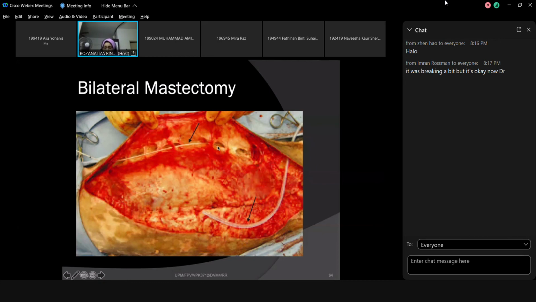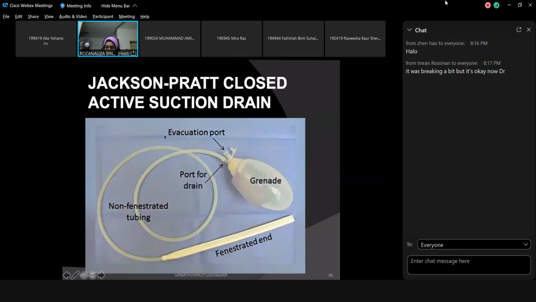However, overseas, we have this very nice active drainage, but in UPM, in UVH, we DIY, self-made. So when you come into the main OT during your rotation, we're going to show you how we DIY our own active drainage. But this is very fancy, actually very nice. It's called the Jackson Pratt closed active suction drain. So it has this grenade-like bulb here, so it's going to suck in all this seroma.